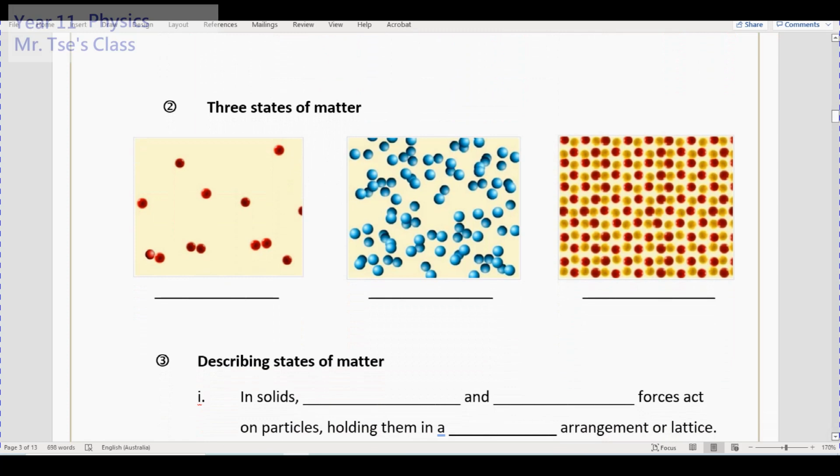Also we see three states. State means whether it's solid, liquid, or gas. Another word for this is phases. We can say different states of matter or different phases of matter. So this one is gas, this one is liquid, and this one is solid. So how can we describe them?